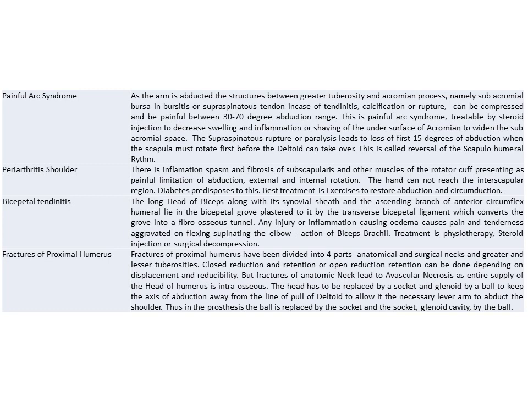The head has to be replaced by a socket and glenoid by a ball to keep the axis of abduction away from the line of pull of deltoid, so as to allow the necessary lever arm to abduct the shoulder. You must remember that the axis always passes through the ball, and therefore the ball should be medial and down. That means the ball should be with the glenoid. Thus, in this prosthesis, the ball is replaced by the socket and the socket by the ball.